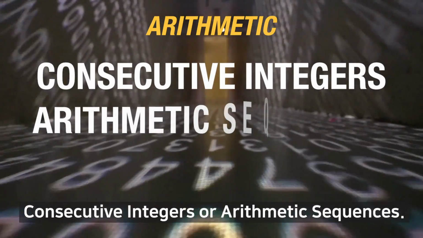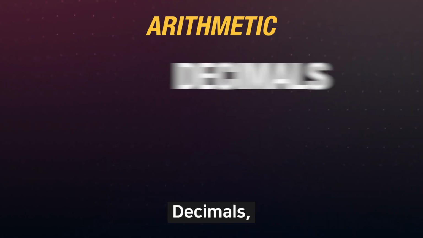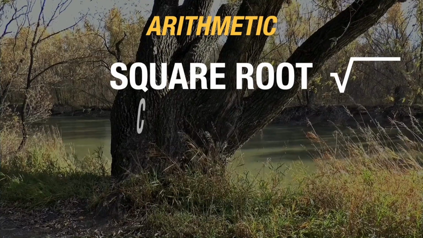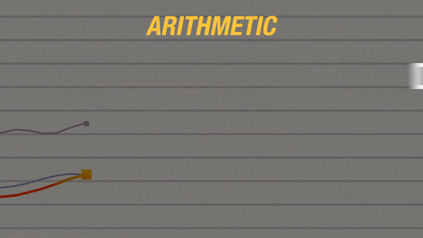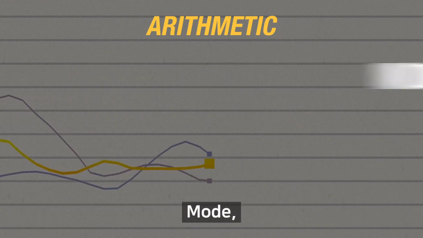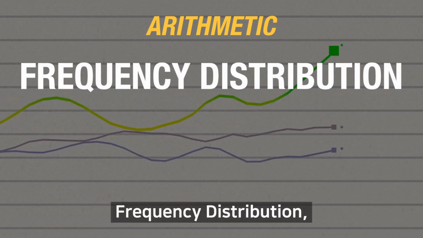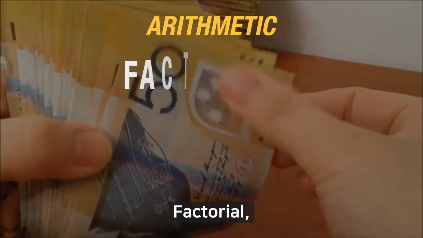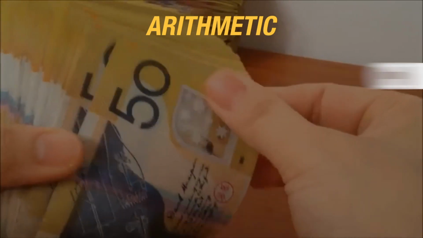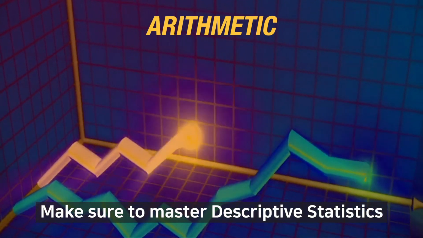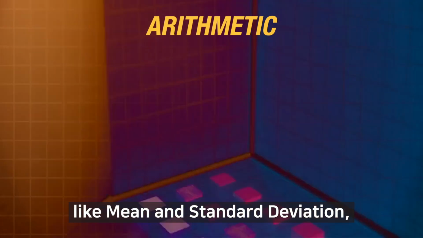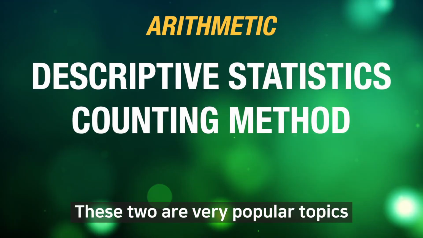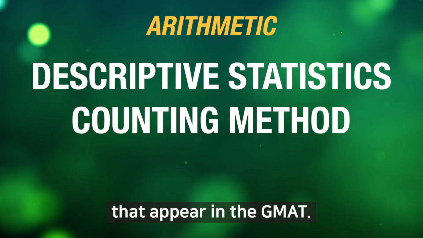consecutive integers or arithmetic sequences, fractions, decimals, digits, ratio, proportion, percent change, square root, cube root, descriptive statistics, arithmetic mean or average, mode, range, standard deviation, frequency distribution, set, elements, subset, Venn diagram, counting methods, factorial, permutations and combinations, and probability. Make sure to master descriptive statistics like mean and standard deviation, and counting methods like permutations and combinations. These 2 are very popular topics that appear in the GMAT.